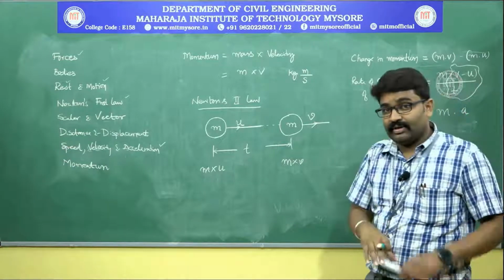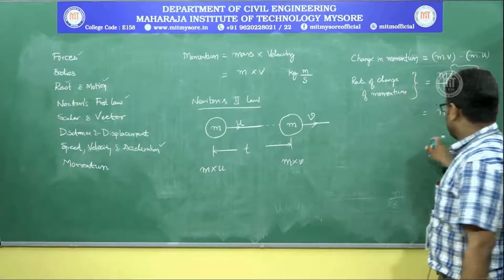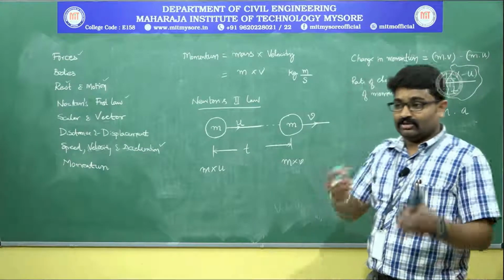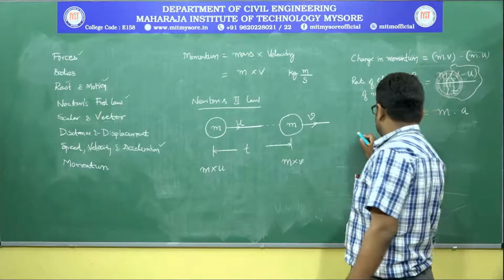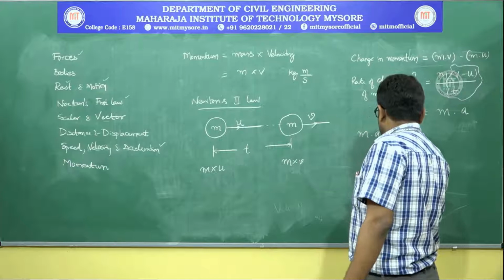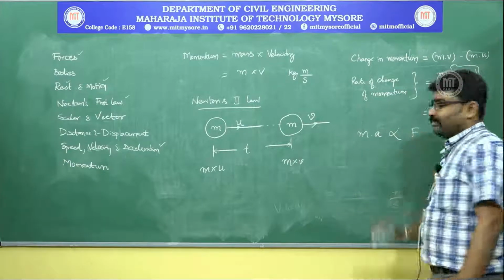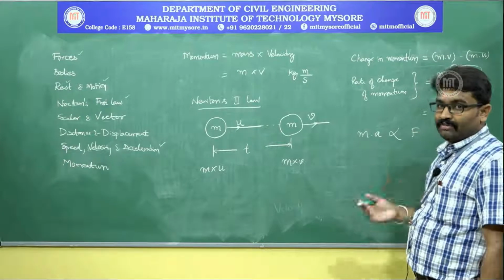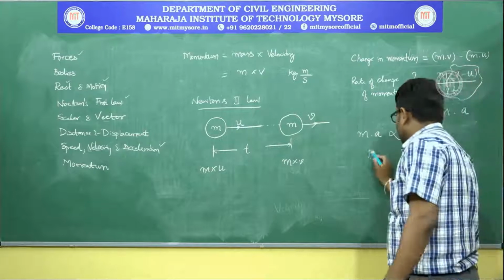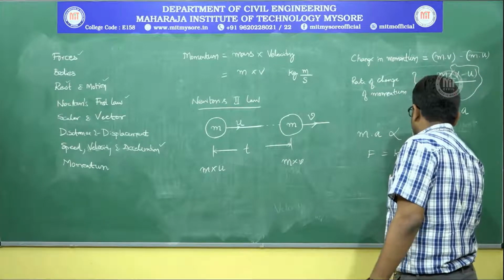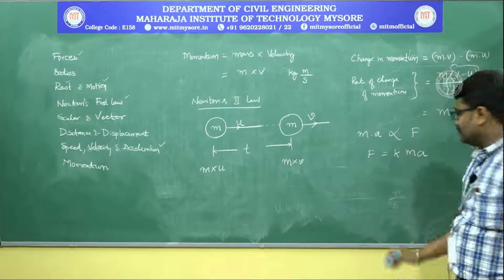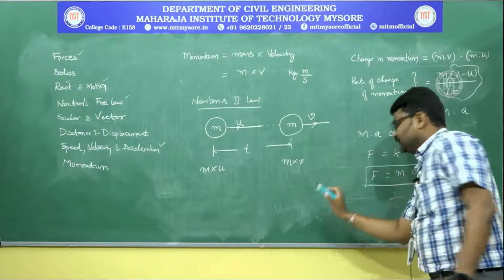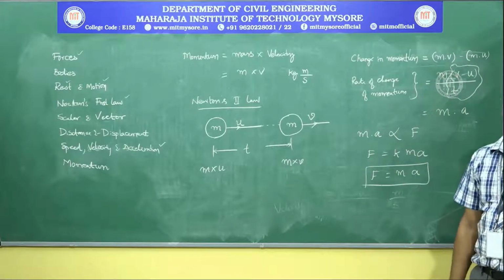But here it doesn't end, because according to the law, this rate of change of momentum must be proportional to the applied force, and it has to take place in the direction of the applied force. That means m into a must be proportional to the applied force. Now to remove the proportionality, I will have to bring in the constant of proportionality. Say F is equal to K into ma. When K is unity, you have the actual output of Newton's second law, that is F is equal to m into a.